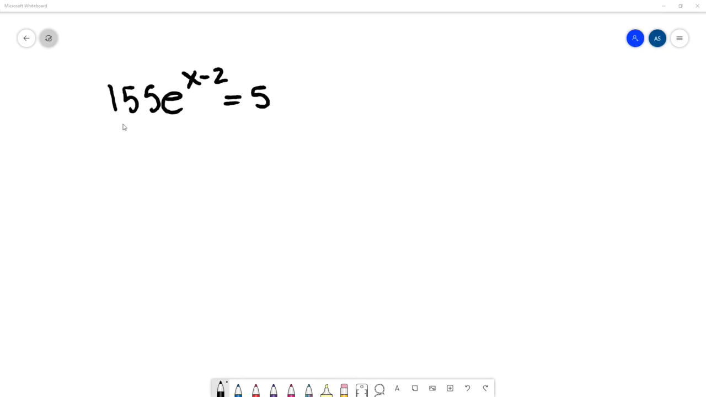On this example, we want to solve the equation 155e to the x minus 2 equals 5. So this is an exponential equation, and the first thing we want to do is isolate the exponential. So the exponential is the exponent and what it's attached to. So let's divide both sides by 155.